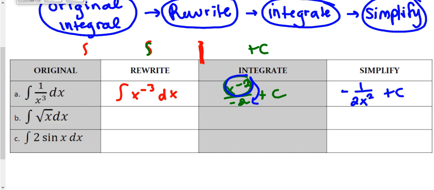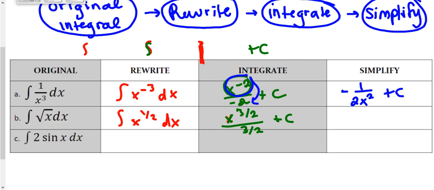Okay. Our next one, how do we rewrite that? We have a square root. Well, we're going to rewrite that as a 1/2 power. We have not integrated yet, so we still have our integral symbol. Our next step is actually integrating. So we're going to add 1 to our exponent. Adding 1 to 1/2 will be 3/2. Dividing by 3/2 plus c. Our integral is gone. Now we have plus c.